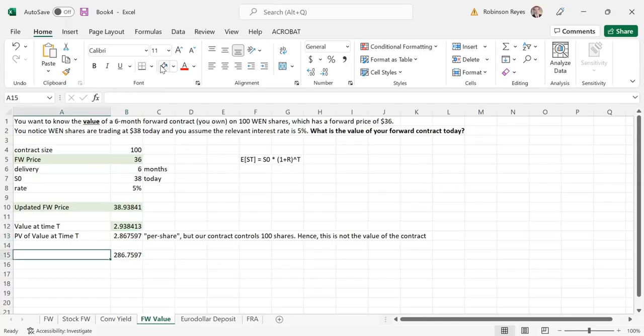And now if we look at the forward contract value, we need to multiply by the contract size. So in other words, you will make $286 if you wait until expiration of the contract. And that is, of course, in terms of present value. So that is the value today.